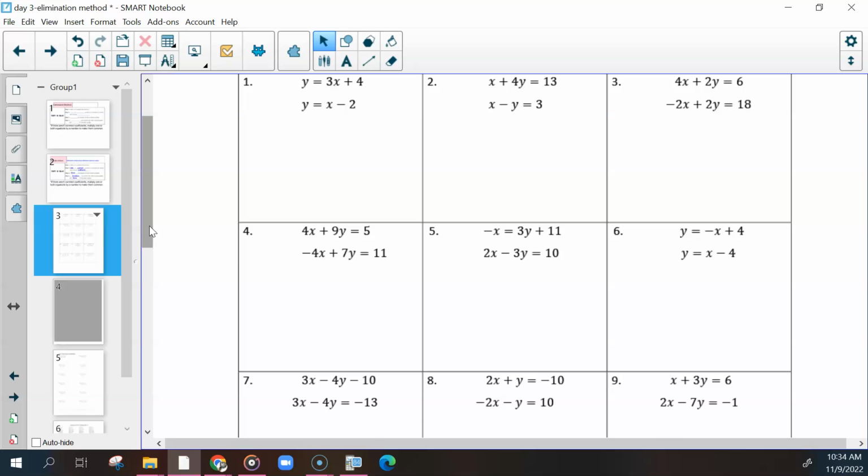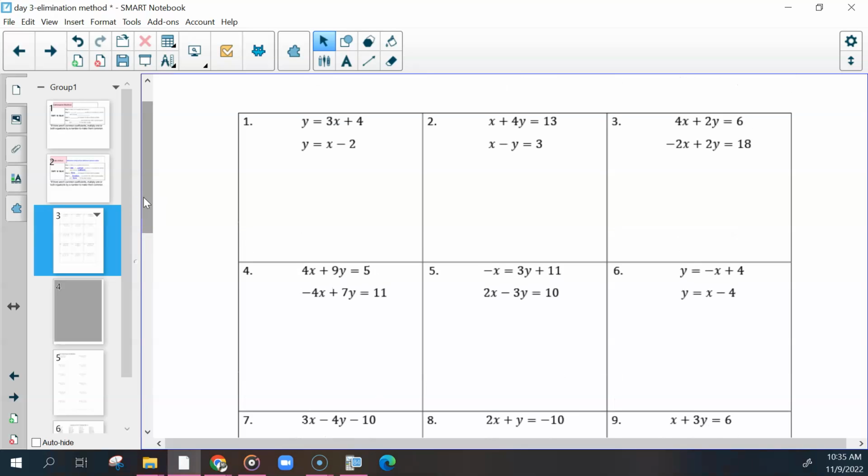So we're going to start with number 1. If these boxes are not enough space, feel free to get more paper, do it somewhere else. You don't have to do it in the small little box.